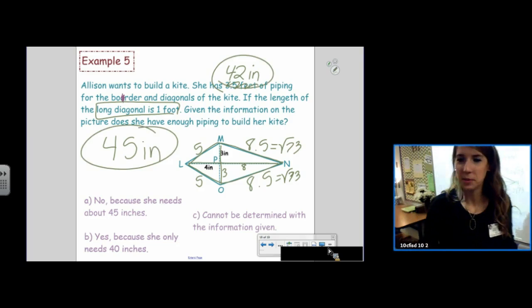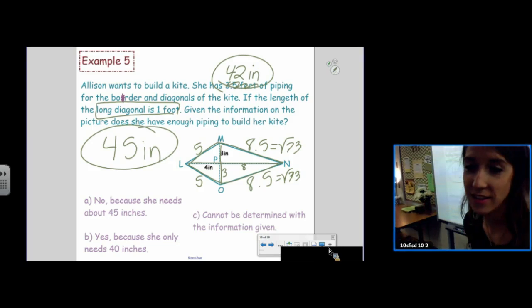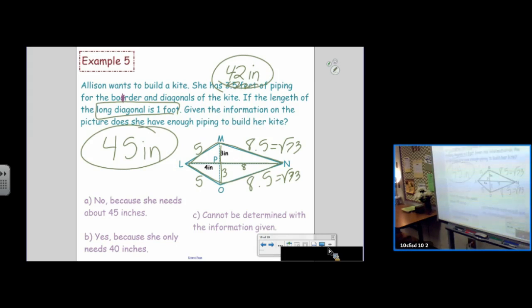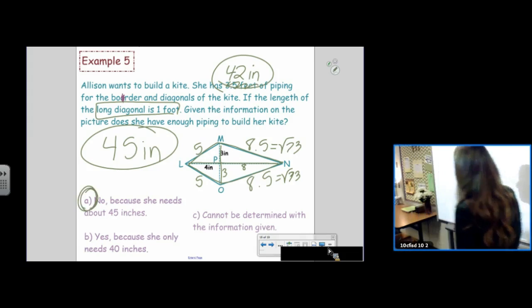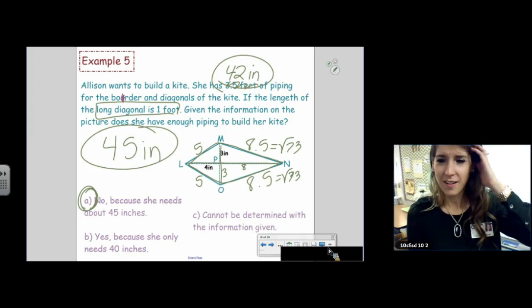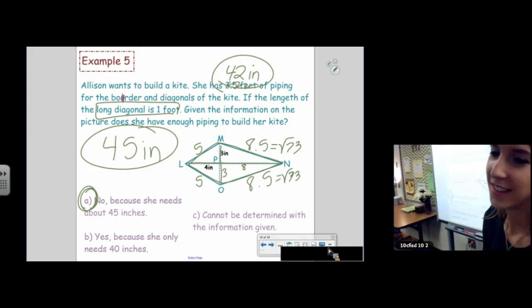So let's see what the multiple choice says. No, because she needs 45 inches. That sounds pretty good. Yes, because she only needs 40 inches. Uh-oh. C, cannot be determined with the given information. All right, that was a weird problem, but it's good to practice problems that aren't just fill in the blank, that make us think a little bit differently, right? The answer was A.